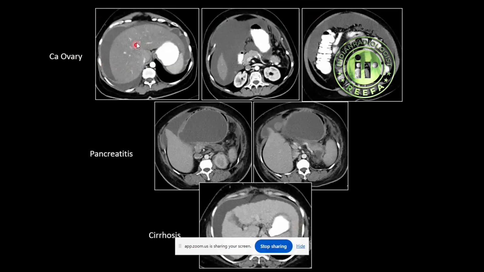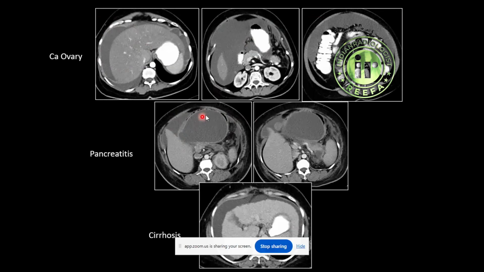So this is a patient with CA ovary. You see fluid in the greater sac, and you also see a fair amount of fluid in the lesser sac there. While this is a patient with pancreatitis, and you see a large lesser sac collection, a wee bit of fluid in the greater sac as well, and the rest of the peritoneal cavity. And this air is actually the compressed stomach and not air within this collection.